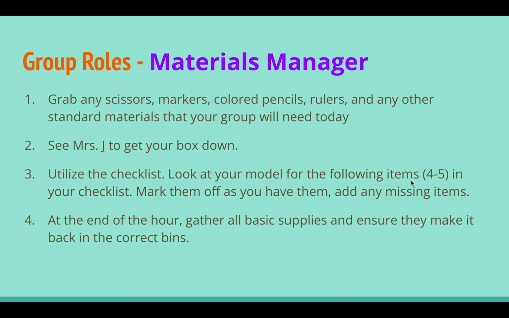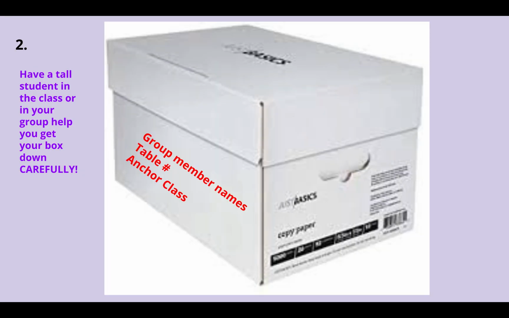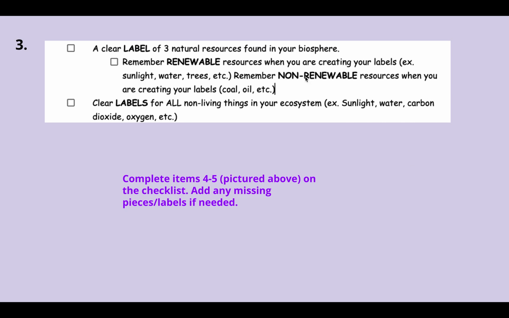And then you're utilizing the same pink checklist. You're in charge of items 4 through 5 in your checklist, and you're going to mark them off as you go through your box and add anything if you are missing it. So gather your supplies, make sure you have your box, and then you're in charge of a clear label of 3 natural resources found in your biosphere.